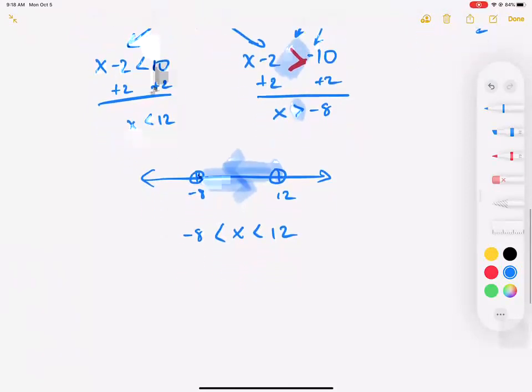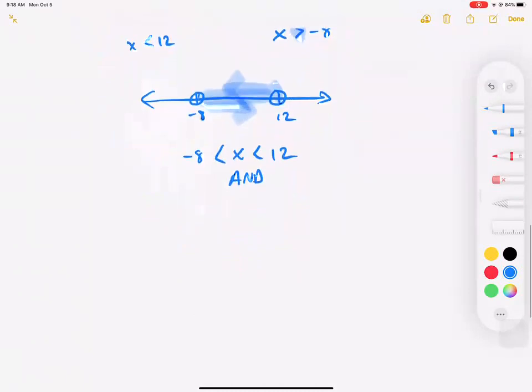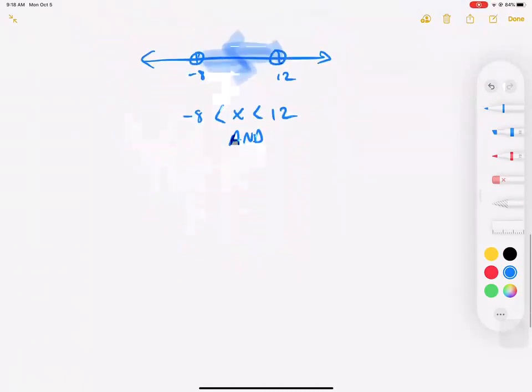Okay, what if it's not an AND problem? So this is like an AND, right? X has to be greater than negative 8 and less than 12. Okay, let's do another one. Same idea. Let's do 3 times the absolute value of x plus 1 is, let's do greater than or equal to 12.